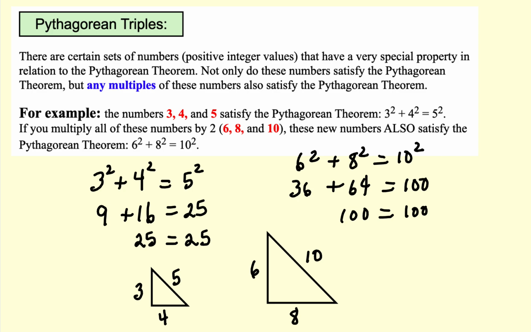All right, Pythagorean triples are three numbers that satisfy the Pythagorean theorem. So you can see the numbers 3, 4, and 5, when you put them into the Pythagorean theorem, they work. And notice that 6, 8, and 10 also work. And that's not a surprise because 3, 4, 5, and 6, 8, 10 are similar triangles by SSS similarity.